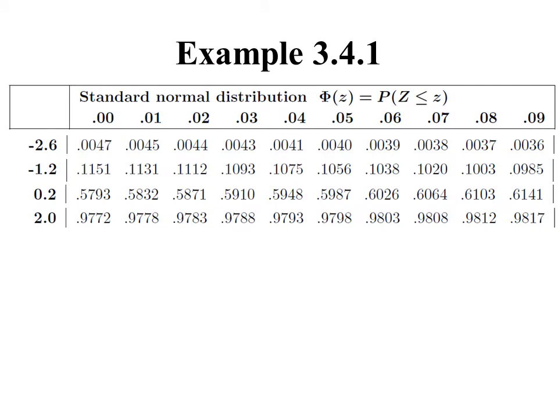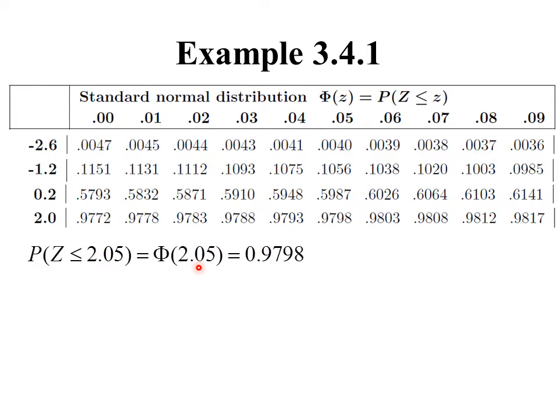So to illustrate use of this table, we're going to look at calculating three different probabilities. Here I've given you a portion of the table C1 from the appendix. Let's start off with the simplest type of probability. Find the probability that Z is less than 2.05, which is by definition phi of 2.05.